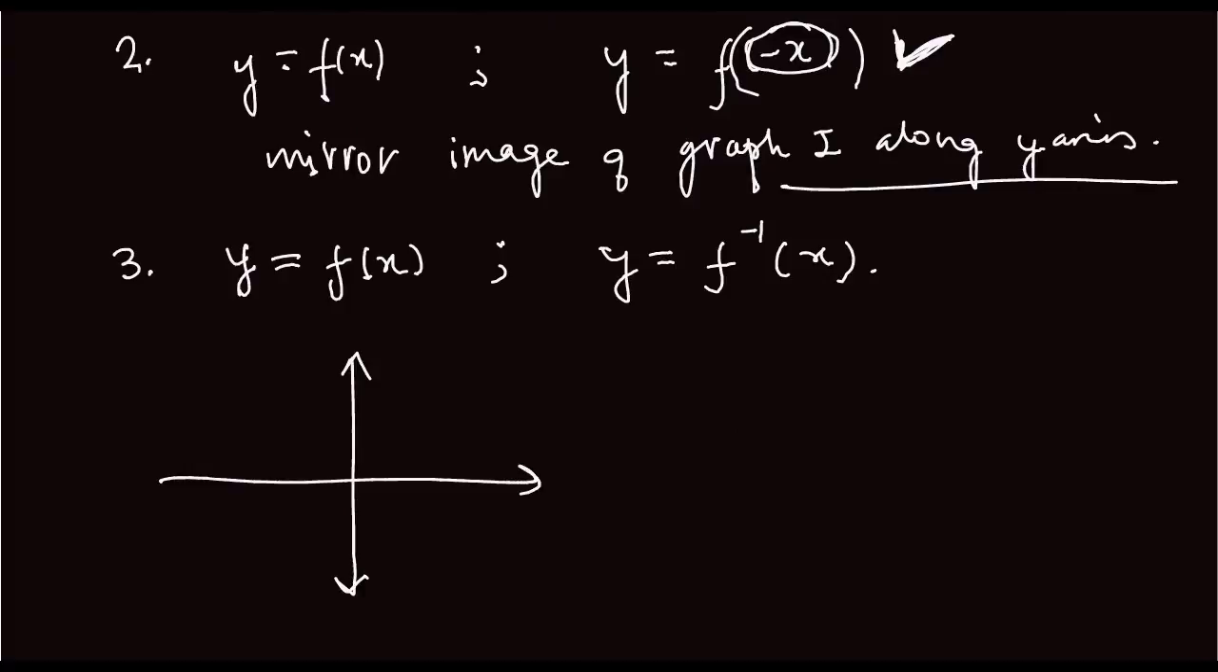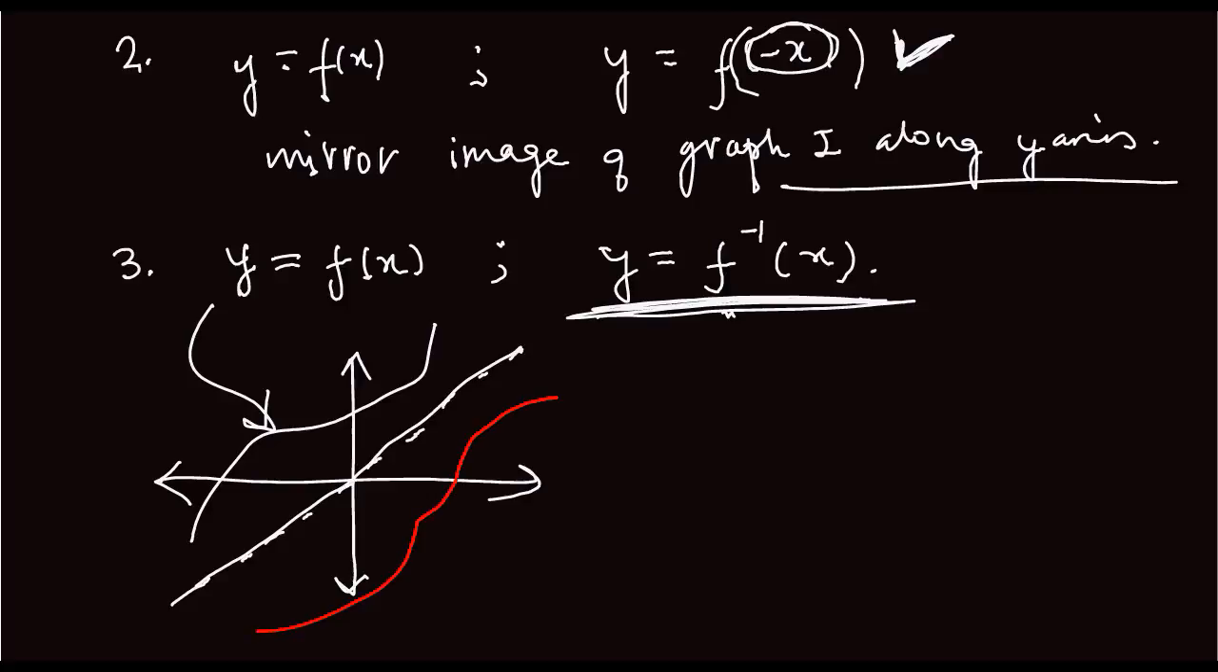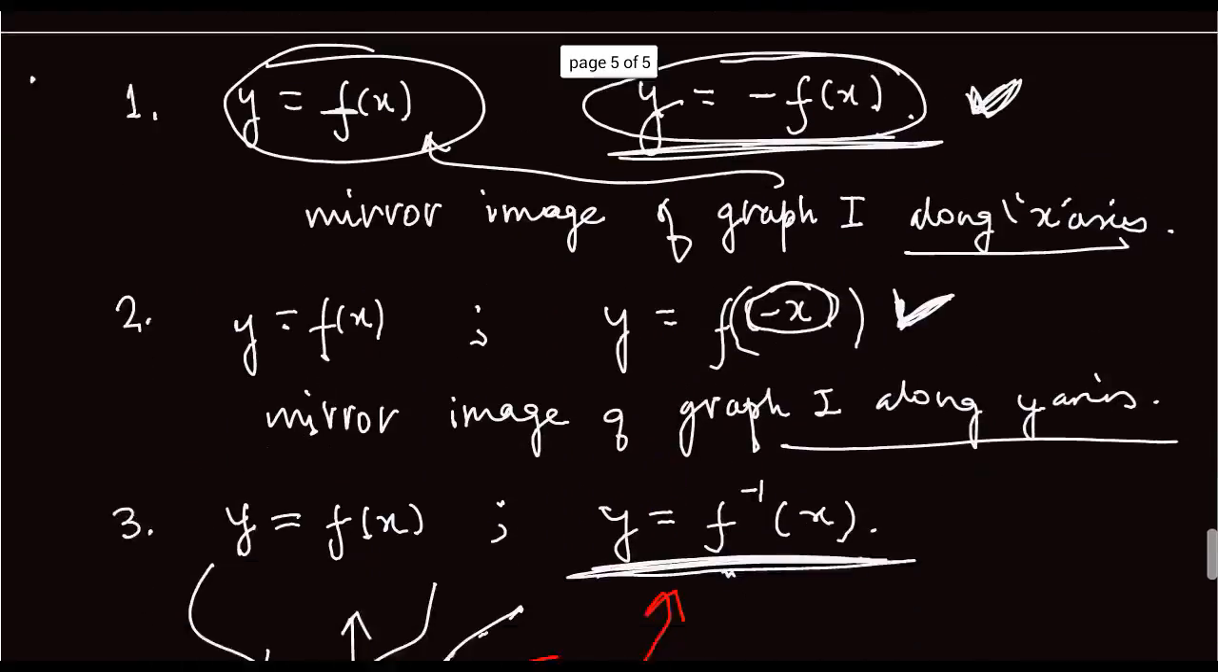Let's say you have some graph, and this is our y equals x line. You have some graph like this, this is y equals f(x), and y equals f inverse x will be the mirror image along this line. What is the mirror image along this line? This. Okay, this will be the mirror image. So this is the graph for y equals f inverse x.